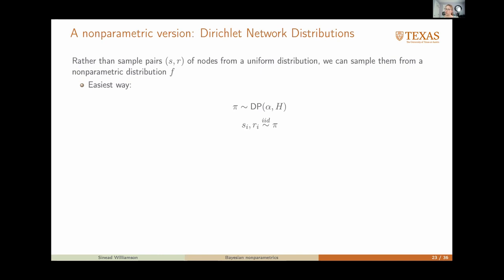I'm going to use the Dirichlet process because we know that. And I'm going to sample sequences of what I'm going to call senders and recipients, right, because I'm thinking in terms of emails, IID from this distribution. Right? So now I have something where I can sample as many edges as I want. And I expect the number of nodes, those are the senders and recipients, to grow over time.